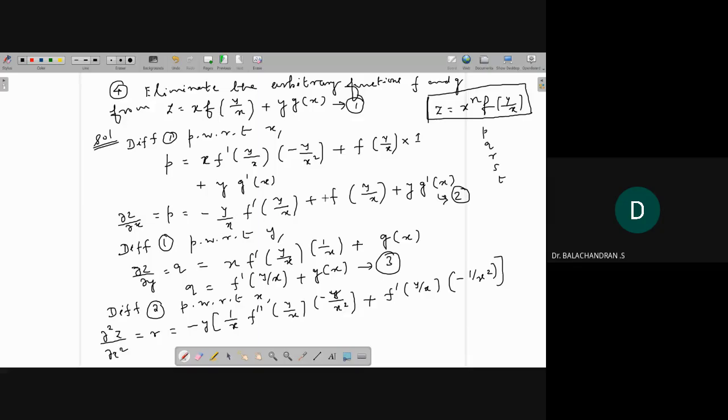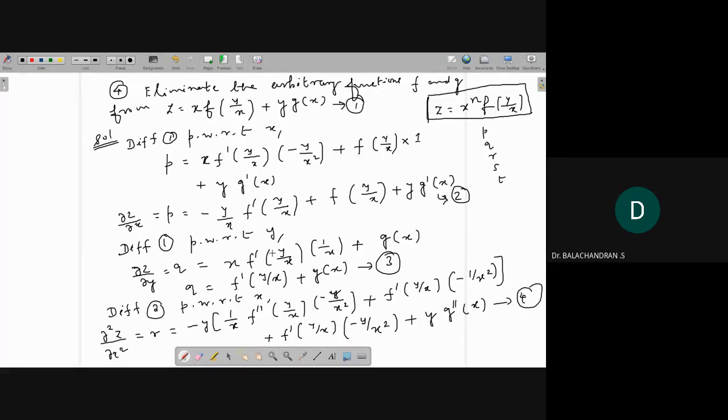Now I just have to differentiate 1 by x into f dash of y by x, so UV rule. Next I am going to differentiate f of y by x. So plus f dash of y by x, and differentiating y by x again, you will get minus y by x square, plus here y into g dash of x. So y is constant. Now, if you differentiate g dash of x, you will get g double dash of x. I call this equation number 4.